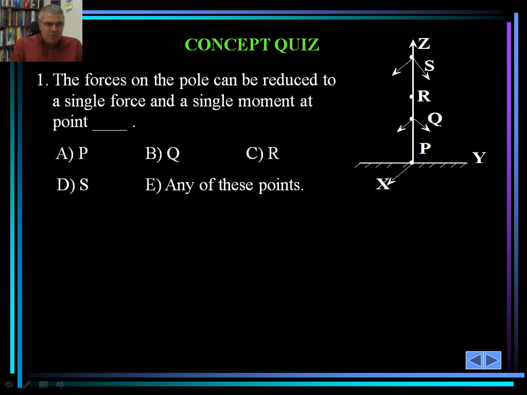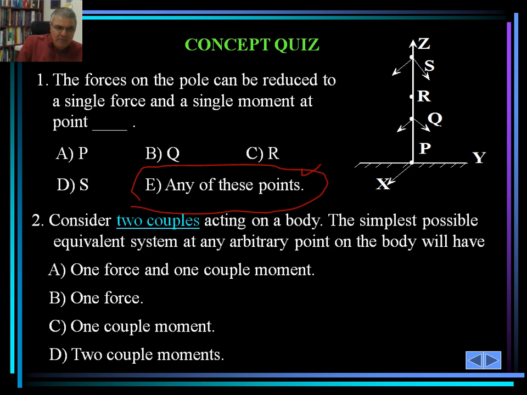Okay, let's take a look at this concept quiz. There are forces acting on the pole. We can reduce that to a single force and a single moment at which point? Is it any point? Is it point A, B, C? Basically any point, really. We can do that using the techniques that I just described. It could be point P, it could be Q, it could be R. Well, it's going to be at any point. So any of these points is the best answer.